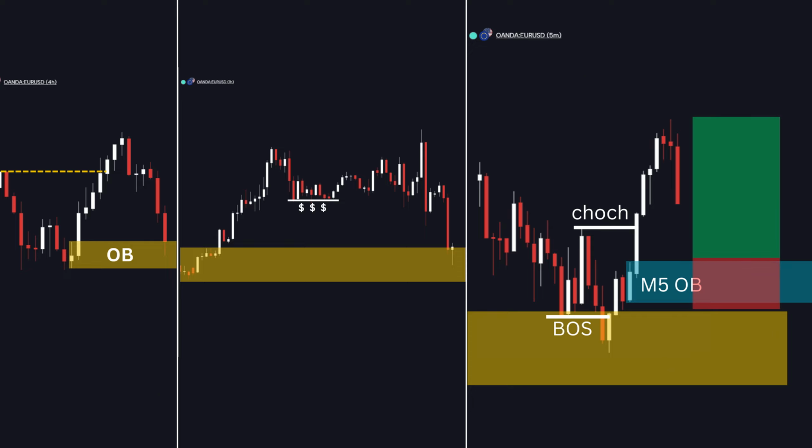And we will set our pending buy order, just a couple of pips above the order block. Stop loss will be below the order block. And for take profit, we will target the next key level, or just a 1:2 risk and reward ratio for quick profits.